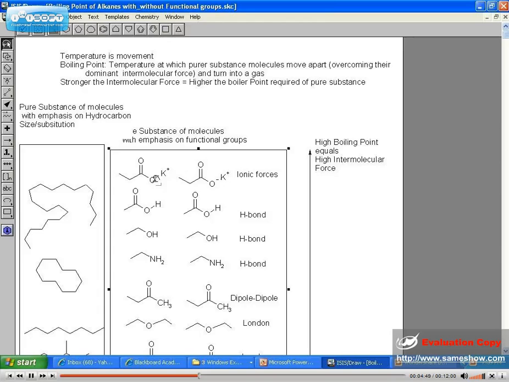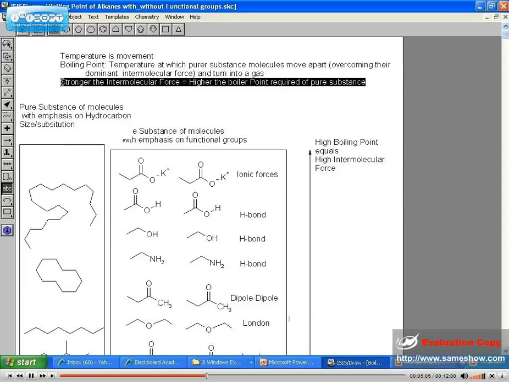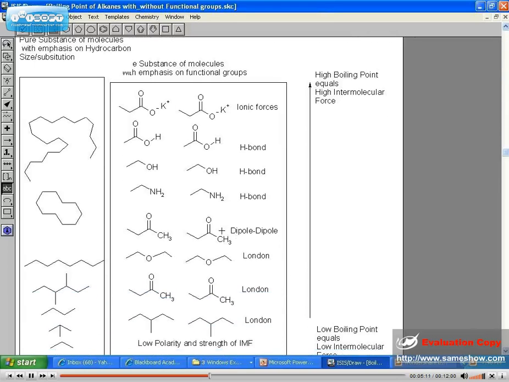And in this case, the top one are ionic forces, hydrogen bonding, various examples. In short, the stronger the intermolecular force, let me highlight this, the stronger the intermolecular force, the higher the boiling point. So ionic is on top, and if we keep going down, you see hydrogen bonding followed by dipole-dipole.